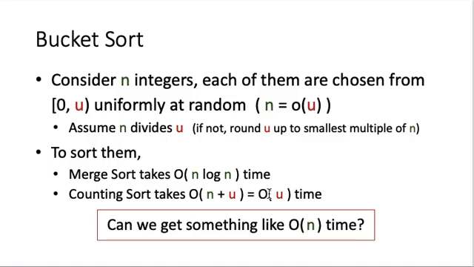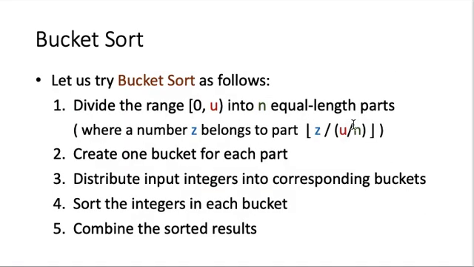And what we want to do here is to get something that is close to order n. So can we do so? Now, let's try the bucket sort idea that we are going to introduce now. What we are going to do here is, we have numbers chosen from a very large range from 0 to u, right?